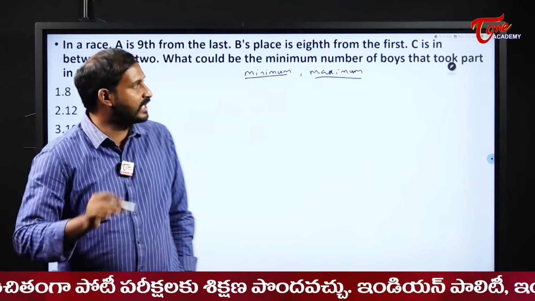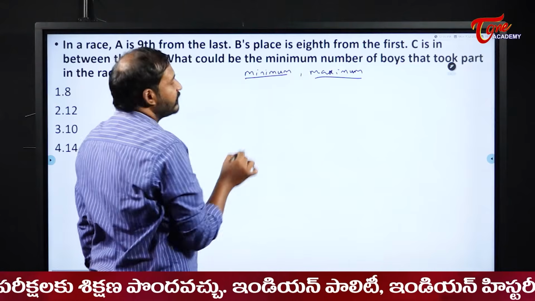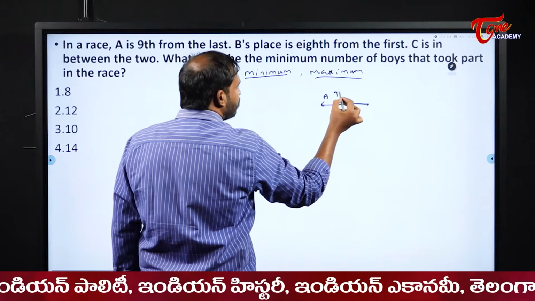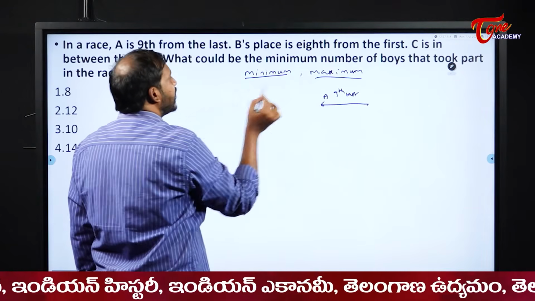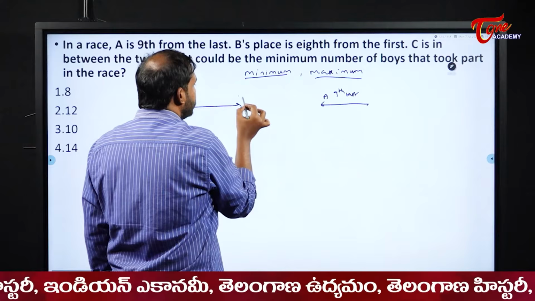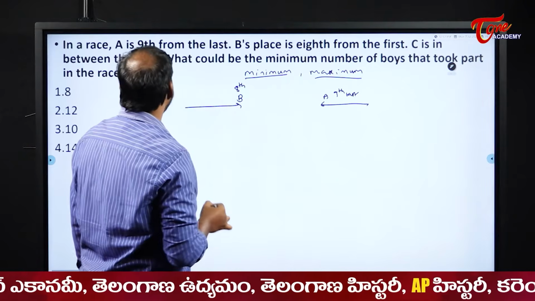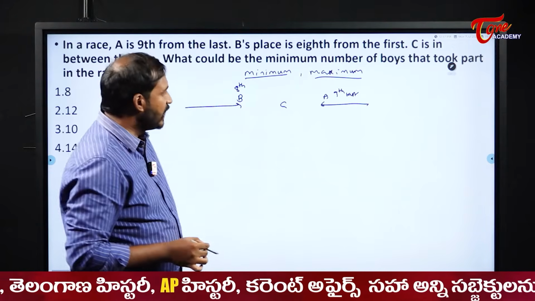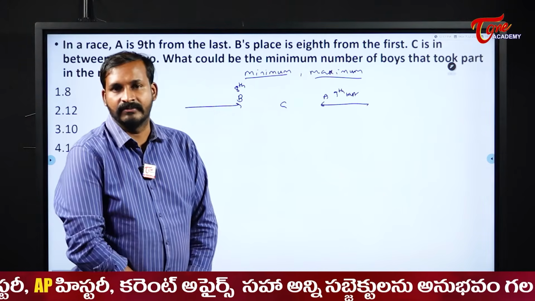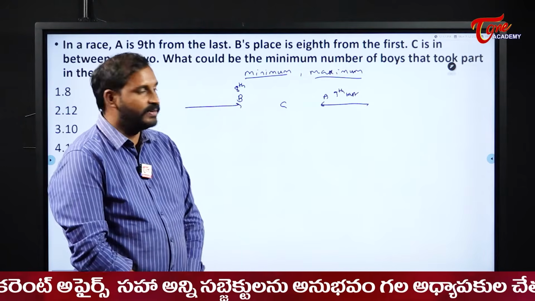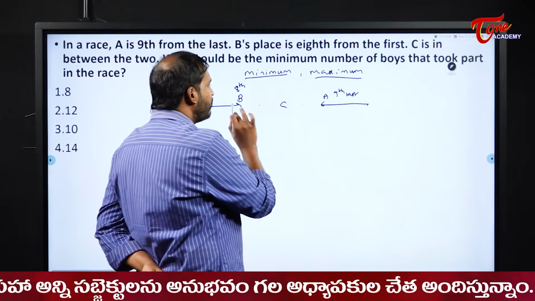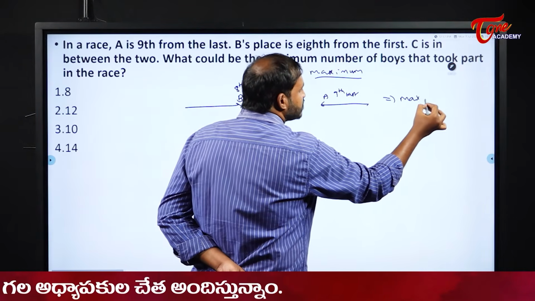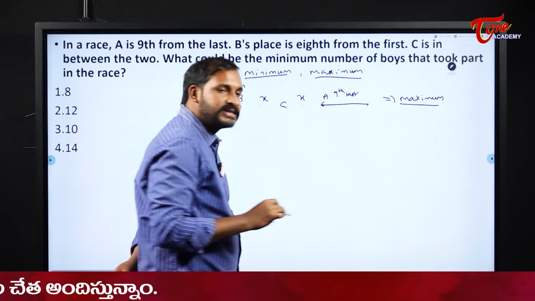If I assume in a general manner, in a race, A is 9th from the last. A is 9th from what? Last. B is 8th from first. If I assume that B is here, and C is in between the two. This is one chance, right? Yes, sir, this is one chance. But I don't know exactly how many persons are there between A and B. But usually if I consider it in this manner, there might be X here, X here. So here I will get the maximum number of persons.